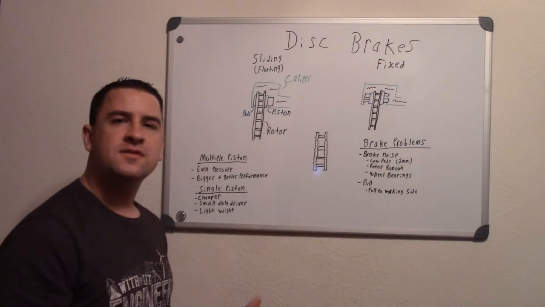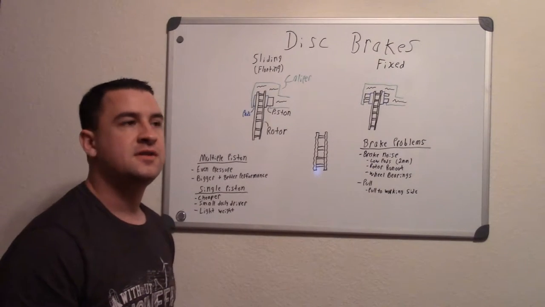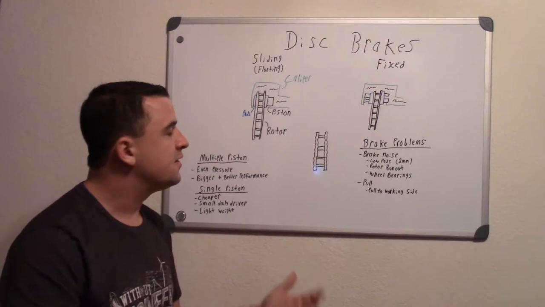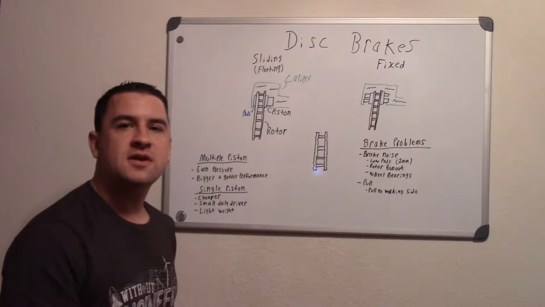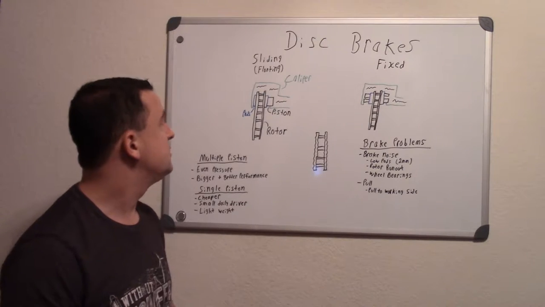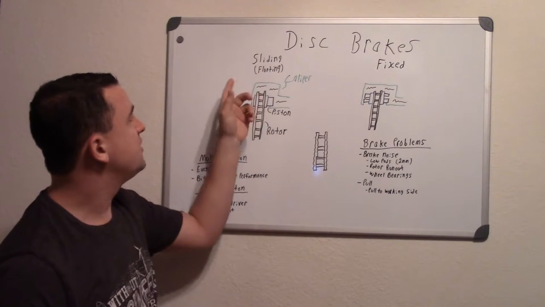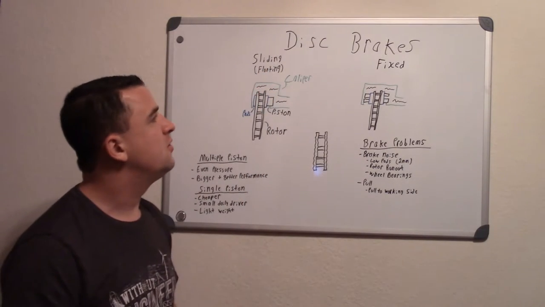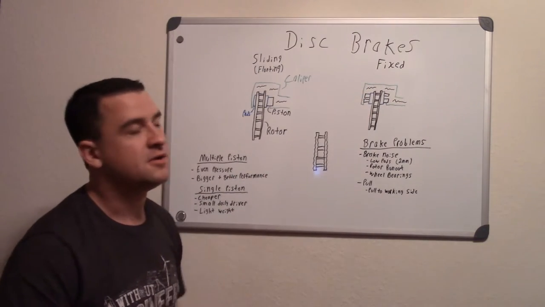Hey guys, in this video I'm going to be talking about disc brake systems and how they work. When it comes to disc brakes, you basically have two different types of disc brake systems. You've got sliding, also known as floating calipers, or you've got fixed calipers.